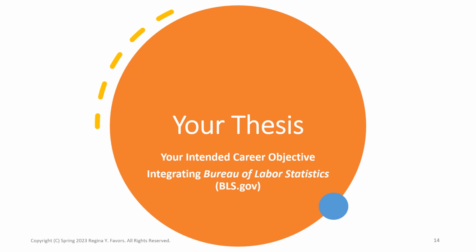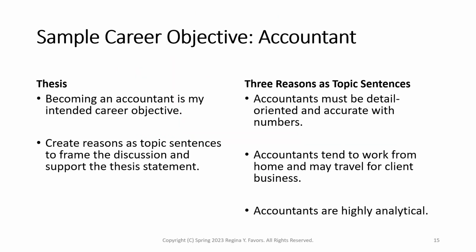So let's look at your thesis. Your intended career objective would be your thesis, and then integrating Bureau of Labor Statistics. A sample career objective, and I always use accountant. Here's your thesis: becoming an accountant is my intended career objective. Then you would need to create reasons as topic sentences to frame the discussion and support the thesis statement. Remember, your topic sentences have two goals: they frame the paragraph, and they also support the thesis.